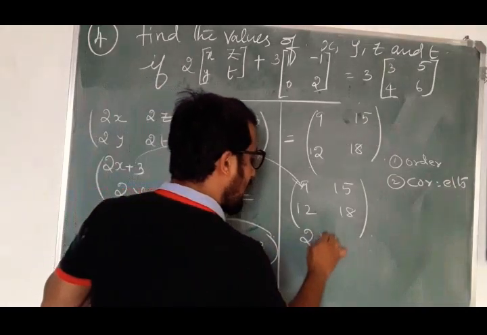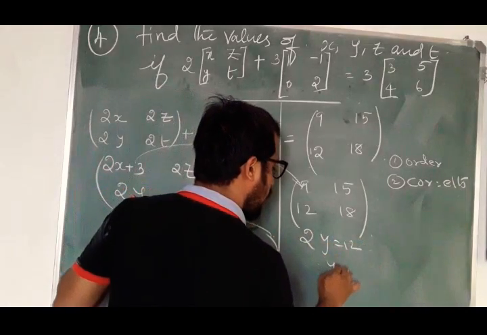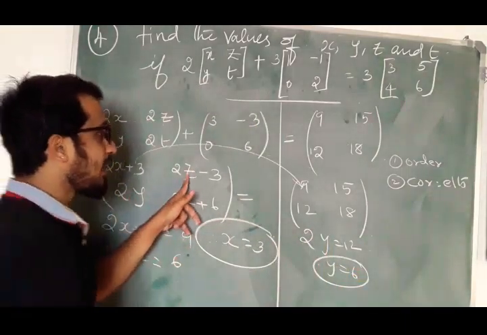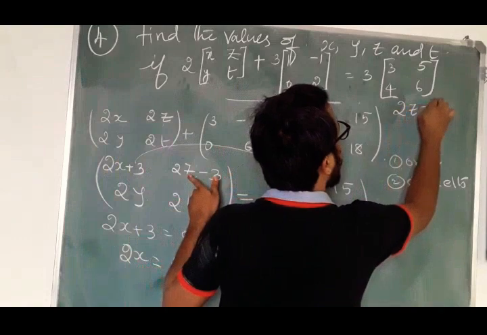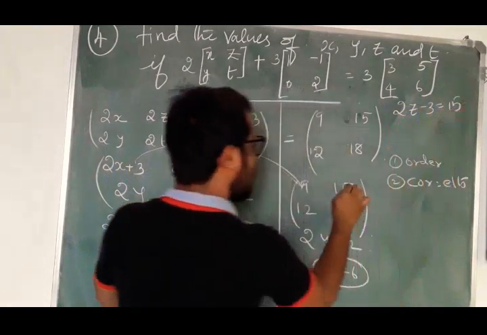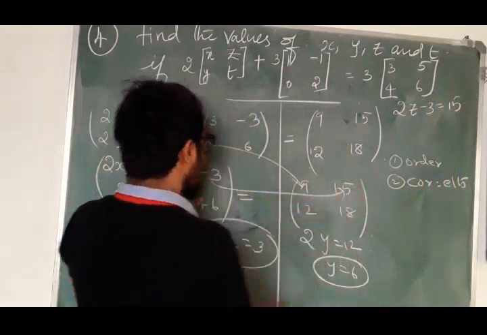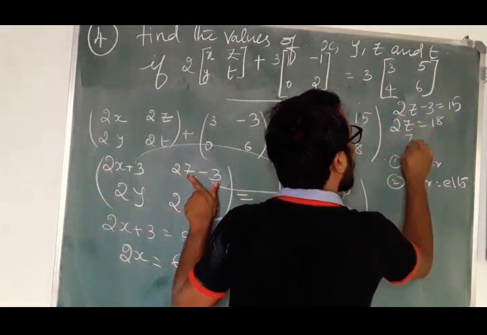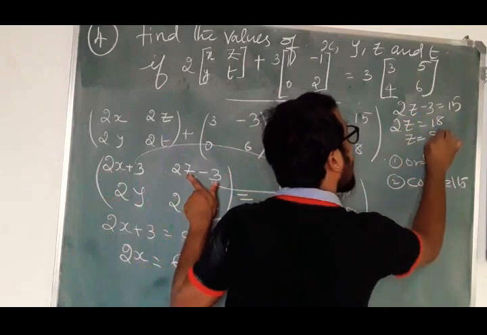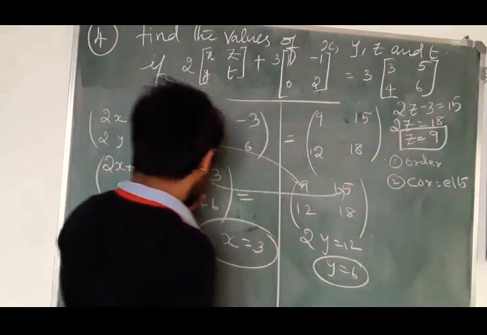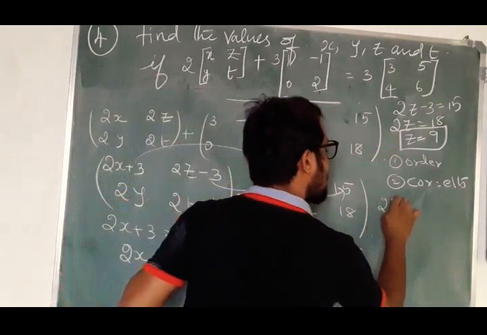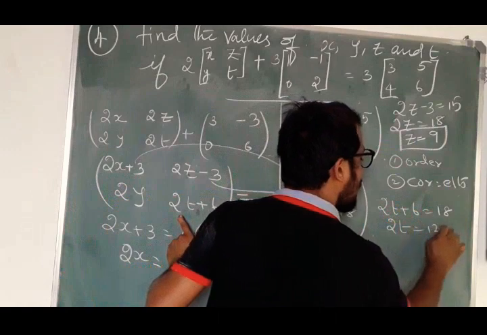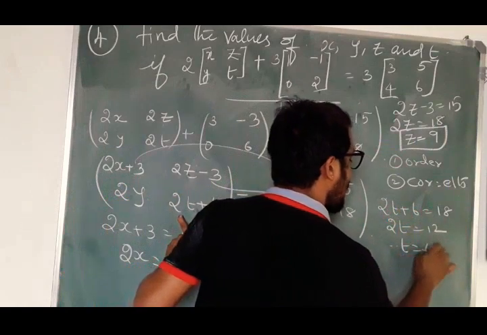Similarly, 2y is equal to 12. Therefore, y is equal to 6. Yes or no? Now, 2z minus 3 is equal to 15. Yes or no? That is 2z is equal to 18. Therefore, z is equal to 9. Similarly, 2t plus 6 is equal to 18. Therefore, 2t is equal to 12. Therefore, t is equal to 6.